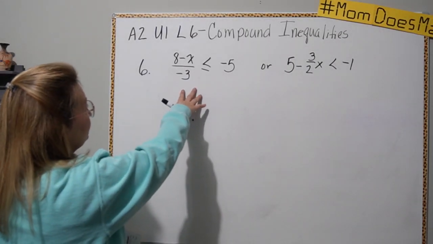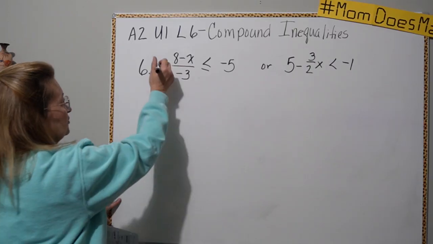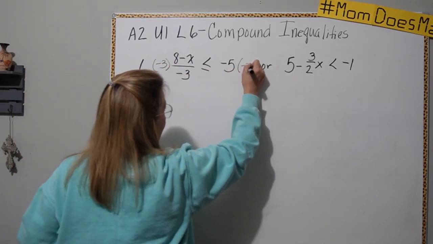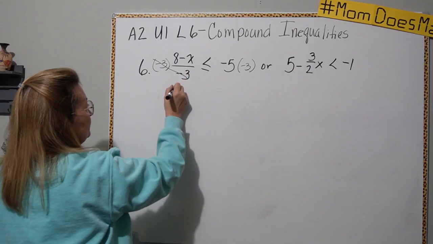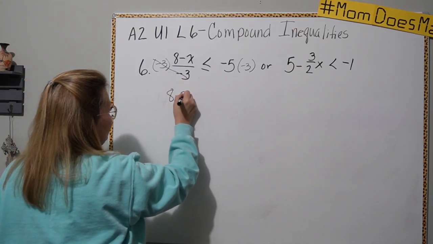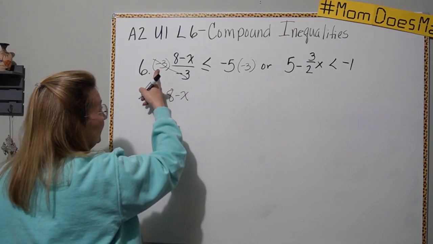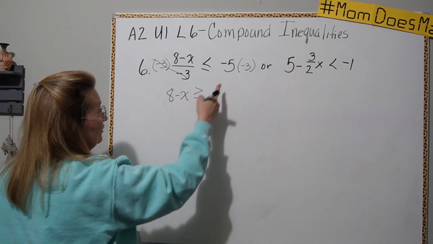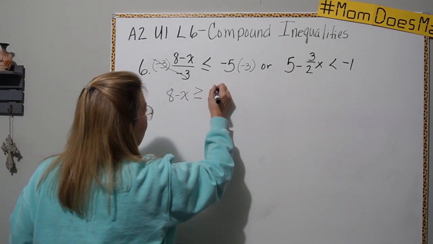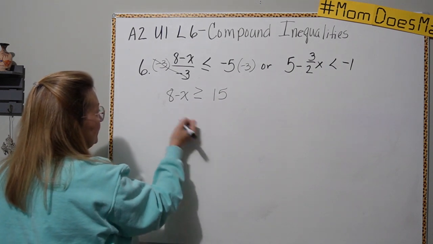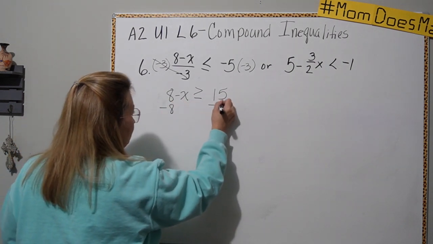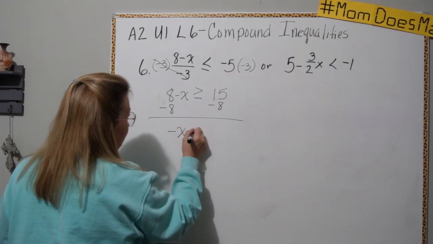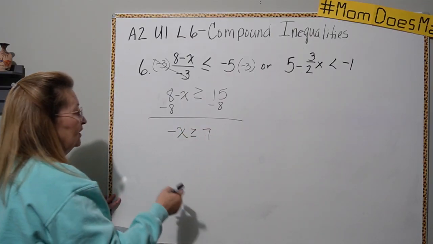Over here on the left, let's get rid of the -3 first. So I'm going to multiply both sides by -3. These two cancel, so now I have 8 minus x. Because I've multiplied by a negative number, I am going to flip my sign from less than to greater than. All right, over here, -5 times -3 is positive 15. Subtract 8 from each side. Now I have -x is greater than or equal to 7, okay?